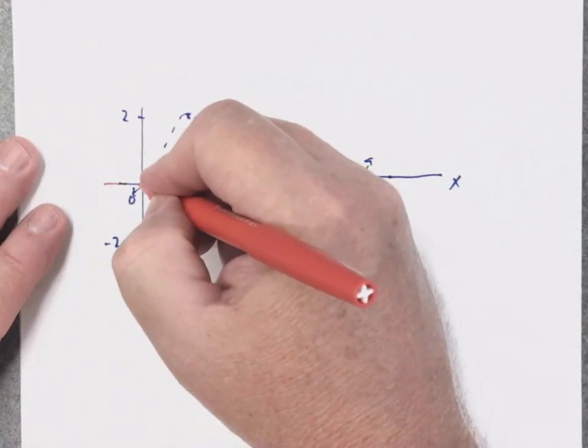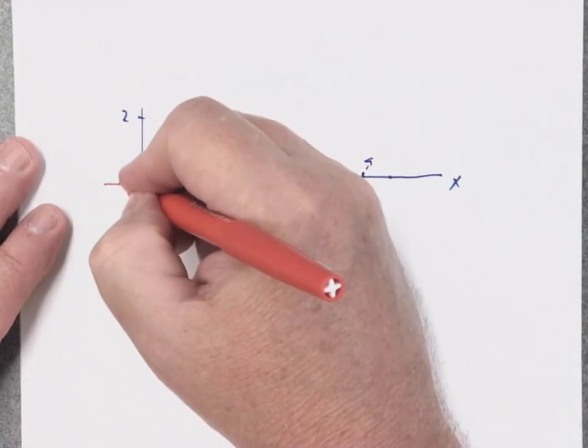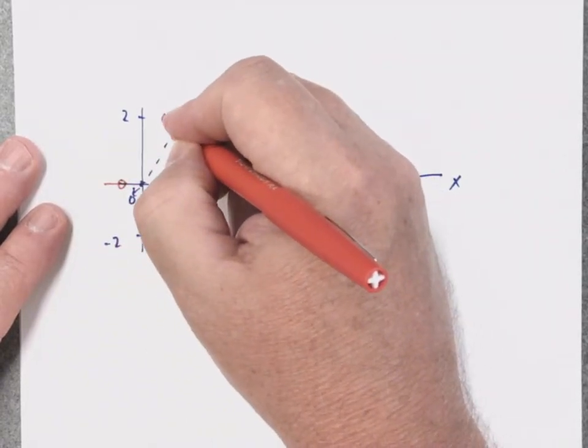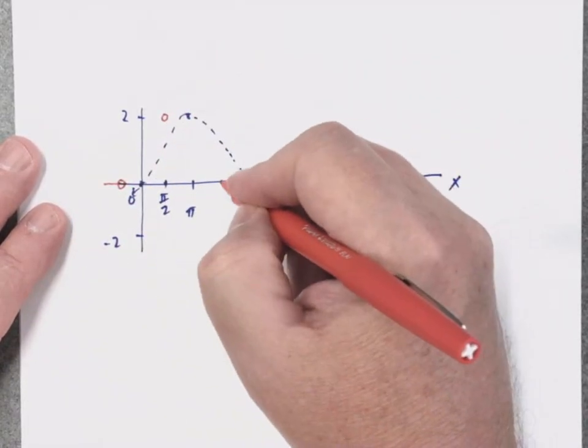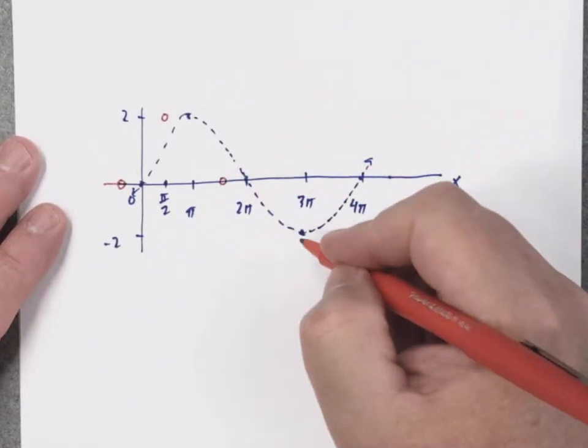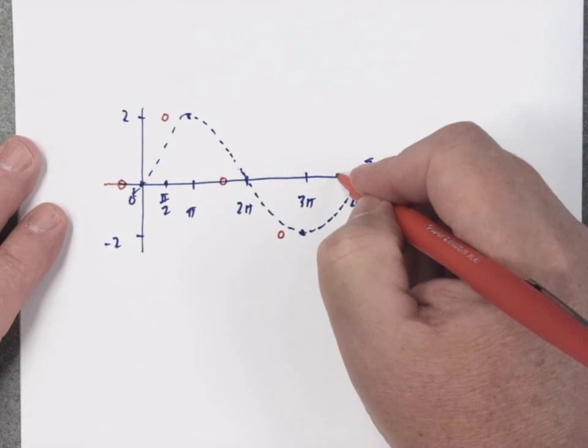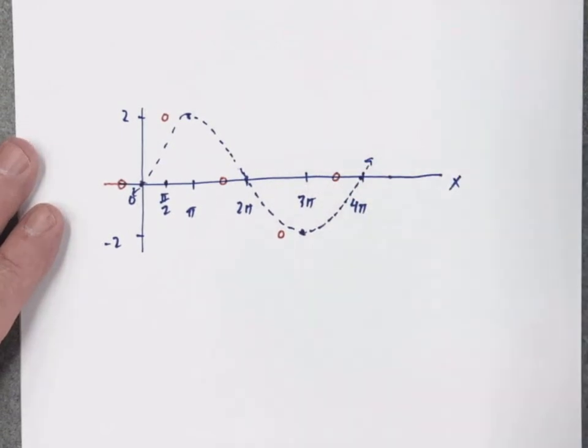In other words, this point is going to go here. This point is going to go here. This point goes here. This point goes here. And this point goes here. And now I'm going to draw a graph where I connect these points. And that's going to actually be the graph of my equation.